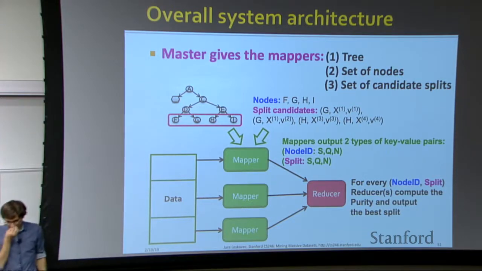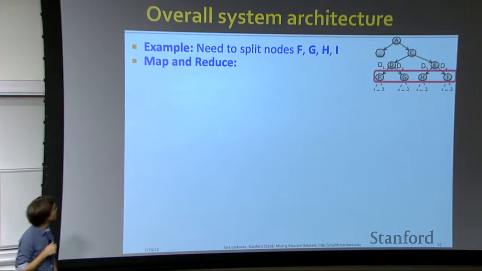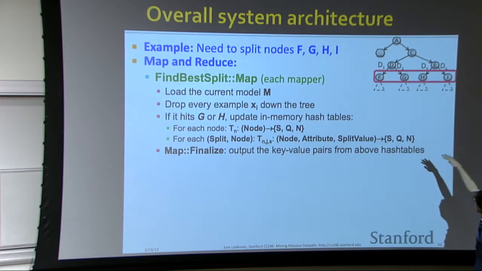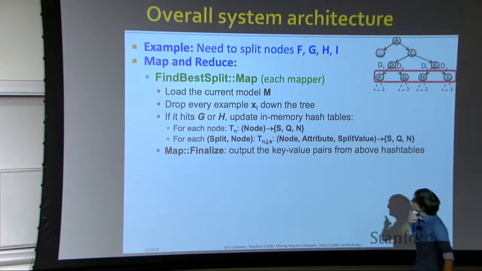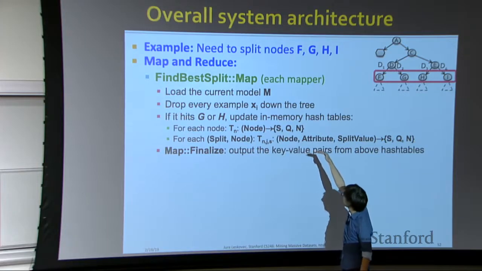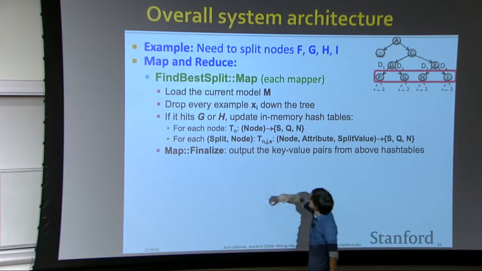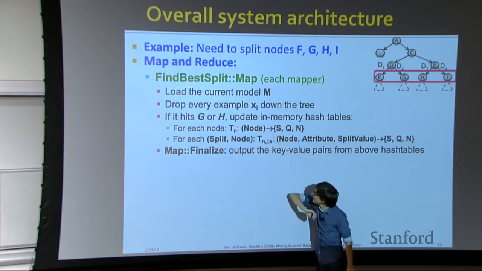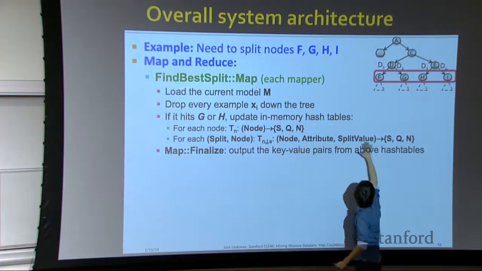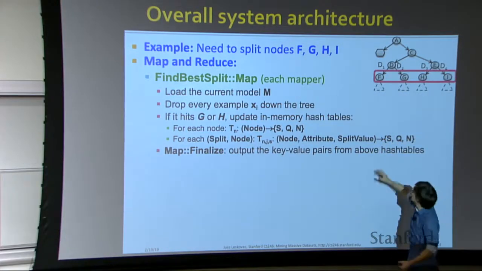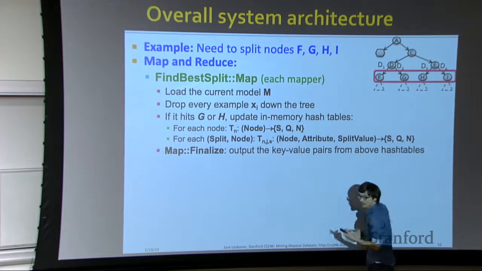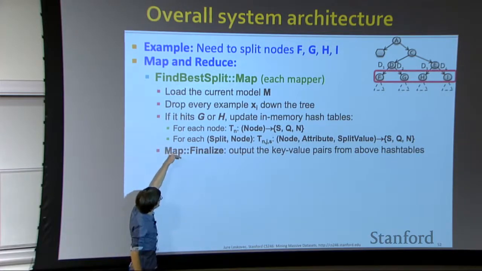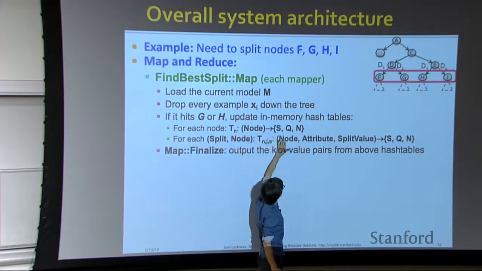Good. So let me give you an example of how this would work out if I write it down, when you want to keep growing the tree at this level denoted in red. The way this would go is: load the model, drop every example down the tree for a given mapper. If the tree hits a particular set of nodes, keep the statistic of what data came in, and for the split, keep the statistic of what data goes to the left. Based on the difference between what goes in and what goes to the left, you can compute the sufficient statistic of what goes to the right. After the mapper is done, it outputs key value pairs about these statistics.